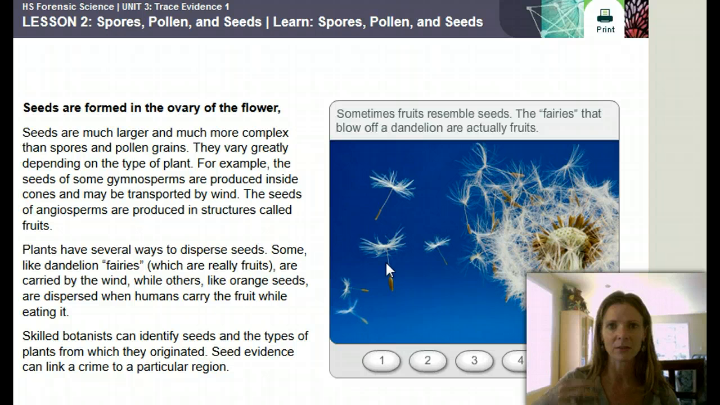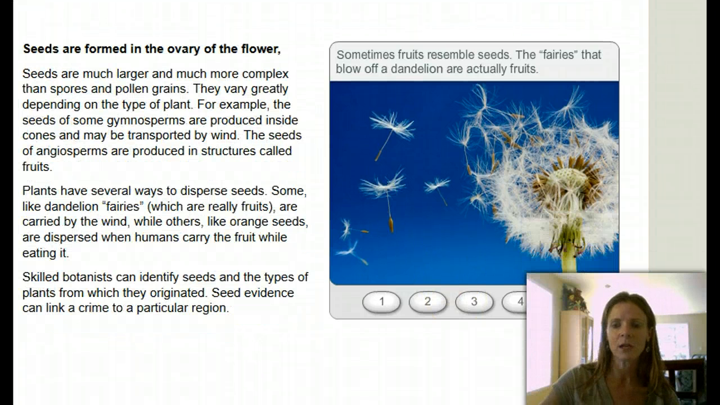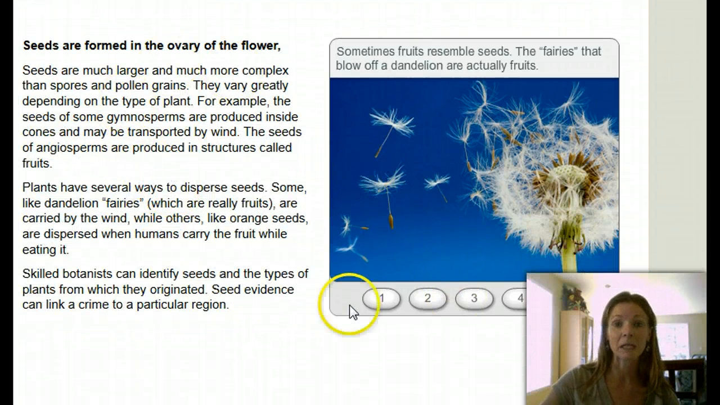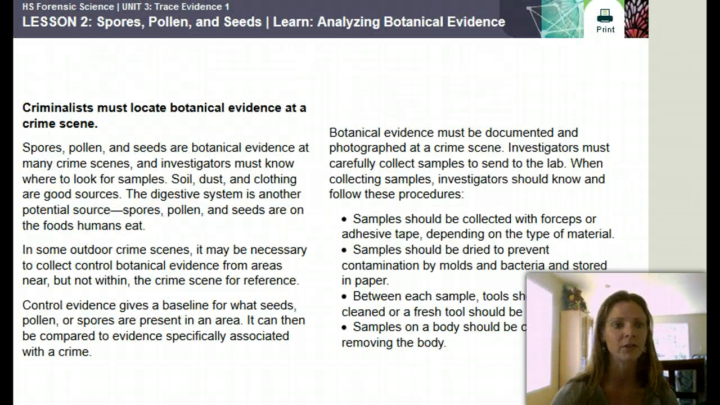I'm not going to go into this in detail because I want you to know the forensics part of it too, but please read this because you'll notice that that's important information still. Okay, so it says criminalists must locate botanical evidence. I almost couldn't say that word for a moment. So botanical evidence at a crime scene.